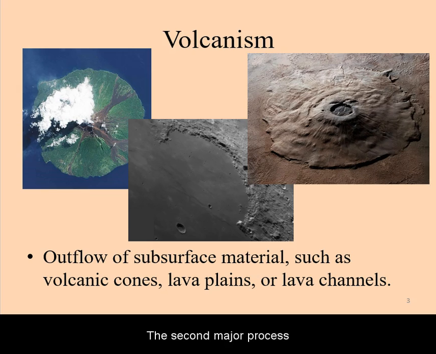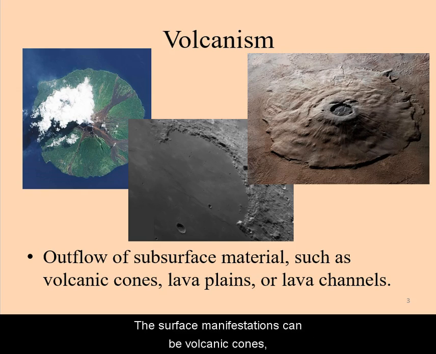The second major process is volcanism. It is caused by the outflow of subsurface materials. The surface manifestations can be volcanic cones, lava plains, or even lava channels flowing out of volcanic craters.